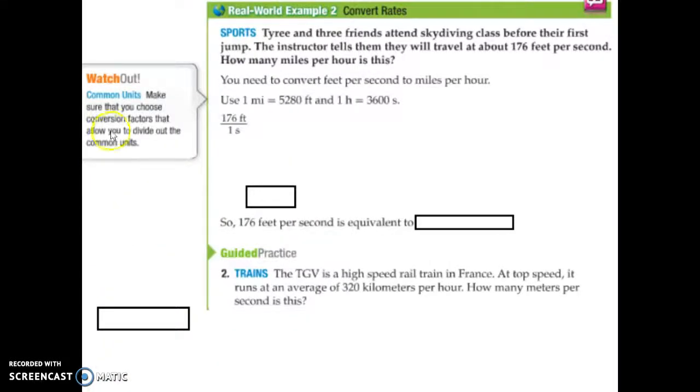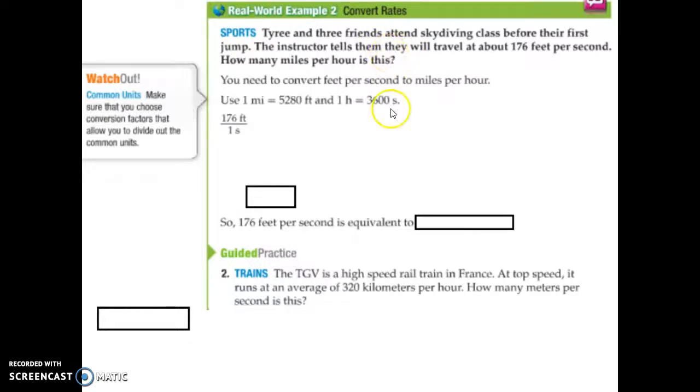Real world example. Tyree and 3 friends attend skydiving class before their first jump. The instructor tells them they will travel about 176 feet per second. How many miles per hour is this? Well, this one's a little bit different now. Now we have feet per second to miles per hour. So we have to turn feet into miles for one conversion and seconds into hours for another conversion.